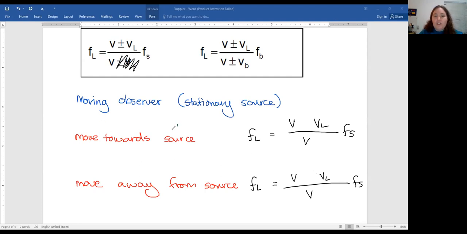So if they move towards each other, we know that we want the frequency to increase. If we want the frequency here to be higher, the numerator must be higher. And the easiest way to make the numerator higher is to make this a plus. Okay, so that's the velocity we get there. Here, we know that the frequency must decrease when they move away from each other. If this must be lower, my numerator must go down, so that makes that a minus. And I find that this makes sense every single time to be able to work out which way around I do my equations.